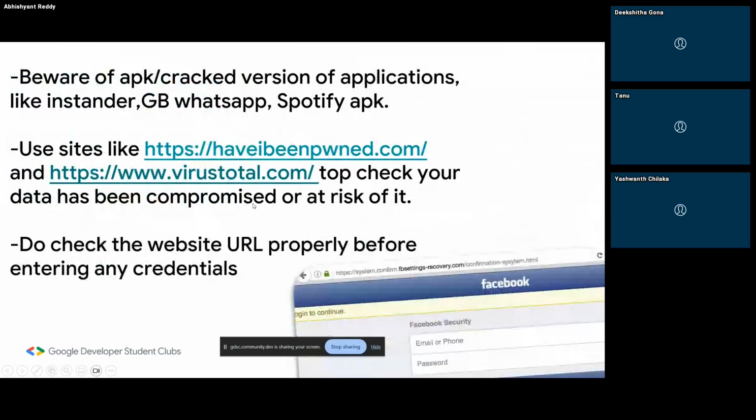And the next thing, very popular among our students, is using cracked and APK versions. They're free, right? Many of you might be using Instander, GB WhatsApp, or Spotify cracked APK. They are quite good, they're okay, but they're not at all safe actually. You're giving people an opening to your phone, and your data is very easily breached by these APKs if they are not safe. Most of them are not safe.